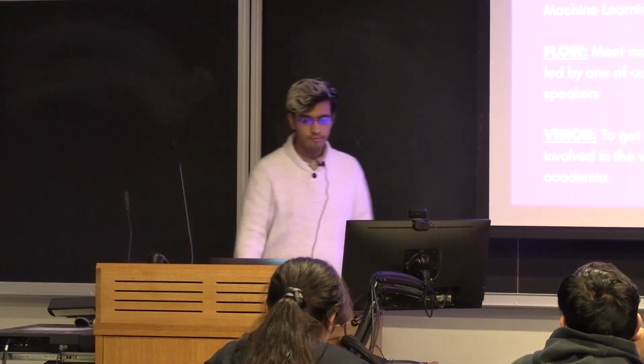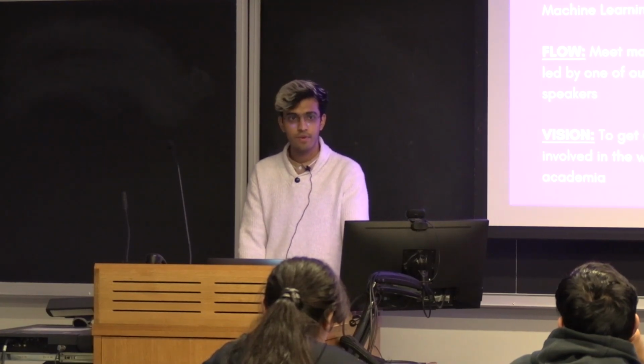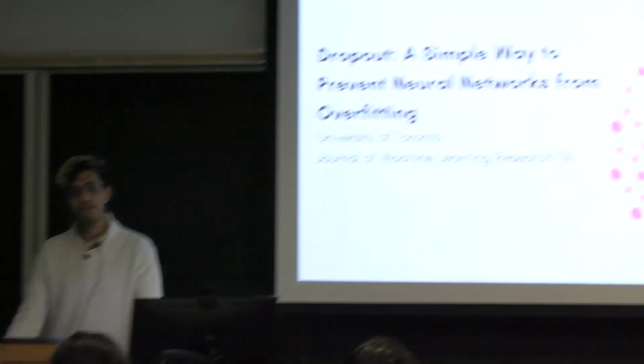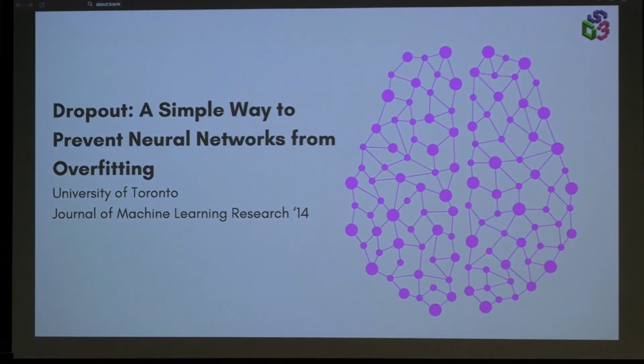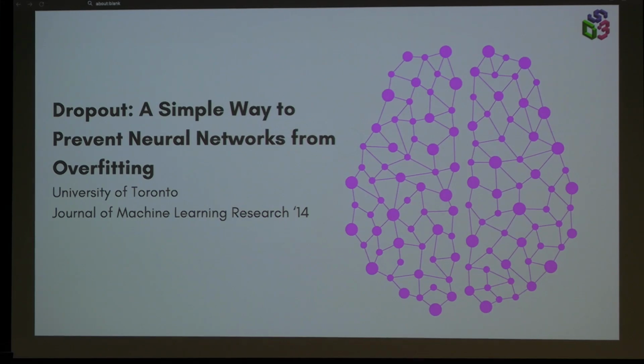So before we do a quick recap of the 3 Blue 1 Brown videos, let's talk about what this paper is. This paper is one of the most cited papers in machine learning. It is a 2014 paper done by researchers at U of T. It's called Dropout: A Simple Way to Prevent Neural Networks from Overfitting. There's a lot of terms here that might be confusing. What does overfitting mean? What's dropout? We'll talk all about that in detail.